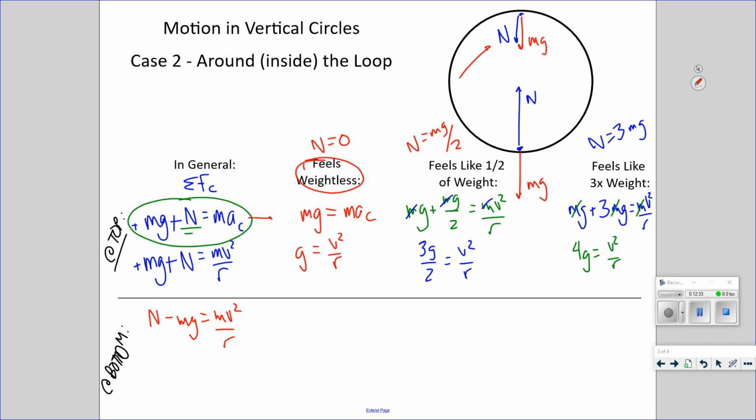Now, some specifics. Feels like you're weightless, N equals 0. Well, this can't happen. If N was 0, the only force acting on this object would be mg pointing outward. That doesn't make this object accelerate towards the center. Therefore, it doesn't move in a circular path. This is impossible.